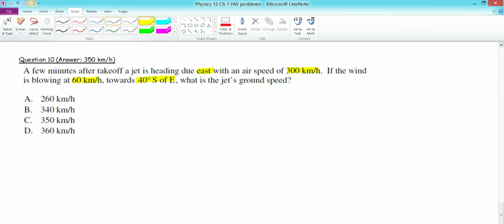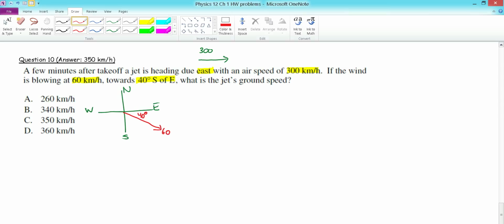Okay, so let's just draw some vectors here. I'm going due east, so that's going to be going at 300 kilometers an hour. And the wind is also blowing at 60 kilometers an hour towards 40 degrees south of east. So if I draw my 4 quadrants, north, east, south, west, south of east is in this direction, and 40 degrees south of east, so 40 degrees would be right here. So if you had to draw a vector representation of 60 kilometers an hour going at 40 degrees south of east, this is what it would look like.